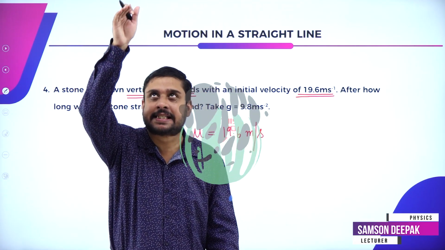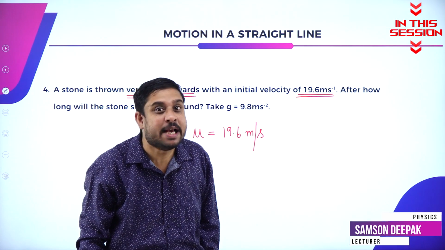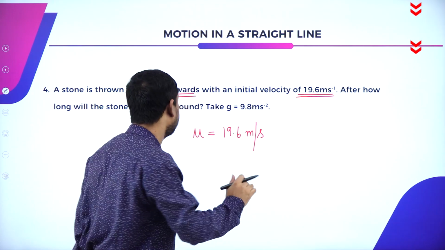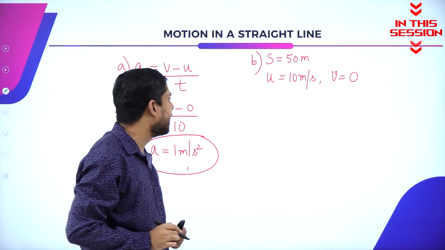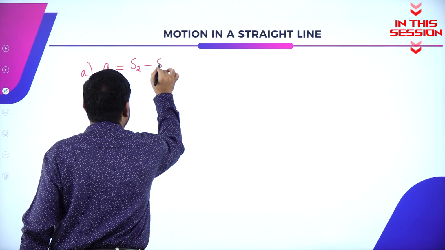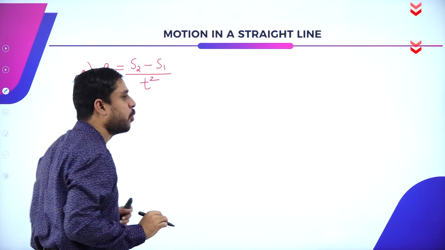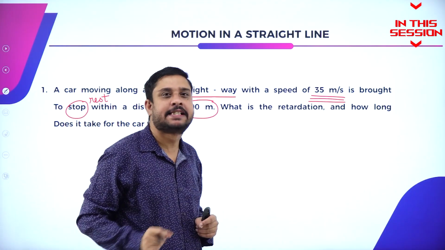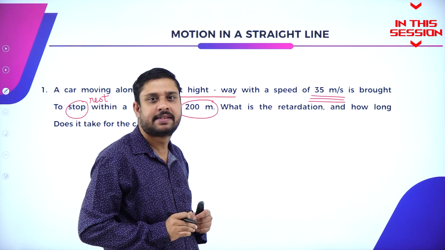It will reach that certain height and come back to the ground. Same initial position. Since it is coming to rest, final velocity is 0. S2 minus S1 divided by t square. It covers a distance of 200 meters.